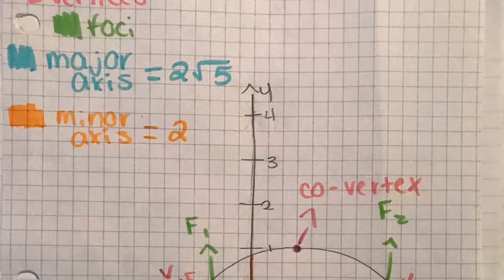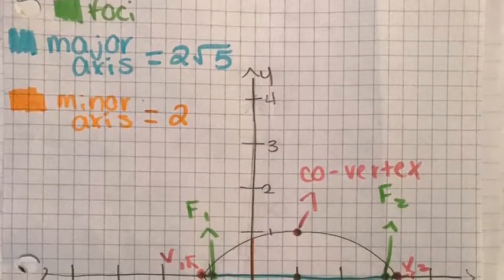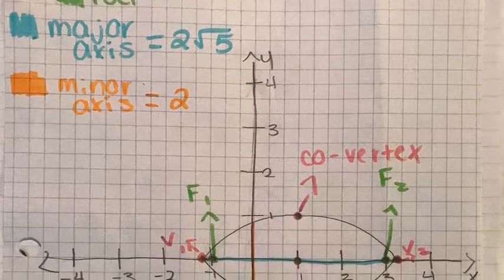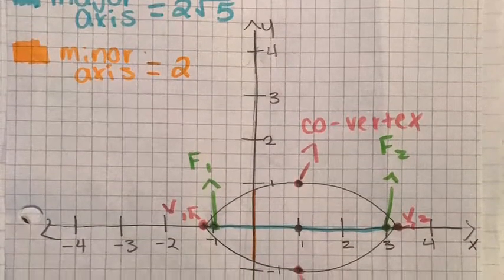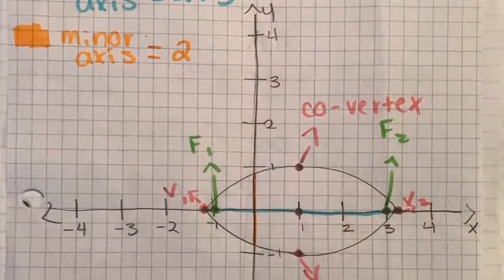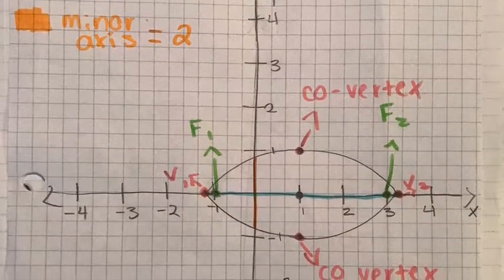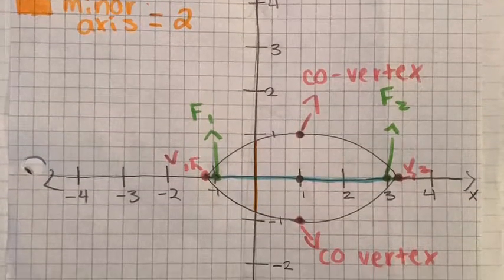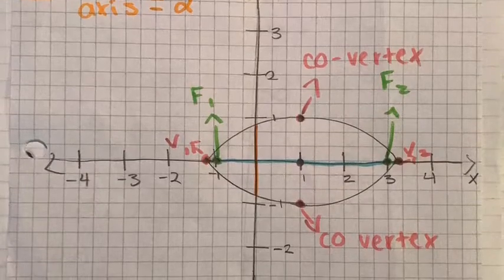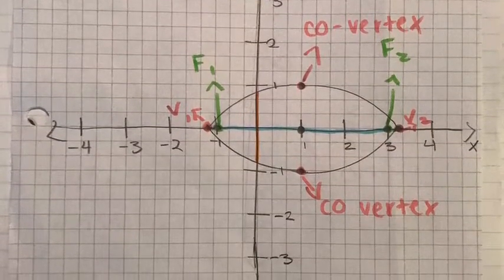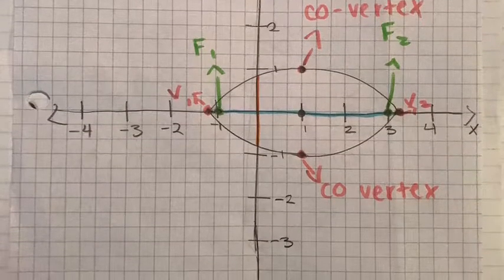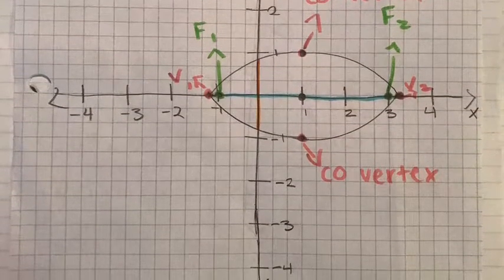Now we graph, plotting V1 at -1.24, 0, and V2 at 3.24, 0. Then the foci, which are given, so -1, 0, and 3, 0. And you would graph the co-vertices at 1, -1, and 1, 1. In this case, the major axis would be the x-axis and the minor would be the y.